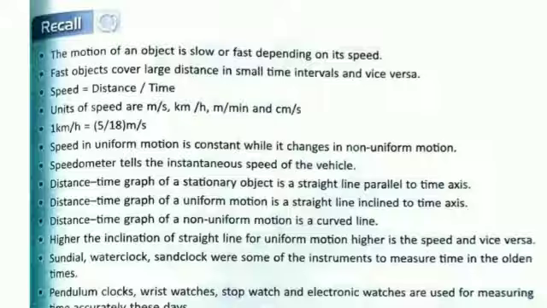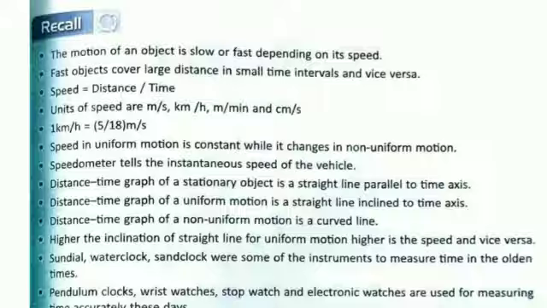Speedometer tells the instantaneous speed of the vehicle. It means the speedometer tells the instant speed of the vehicle, meaning the speed at that time, what its speed was at that moment. That is what the speedometer tells us. And the odometer tells us the total distance covered by that vehicle.